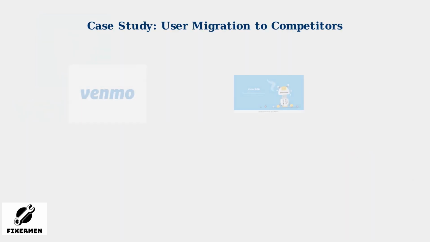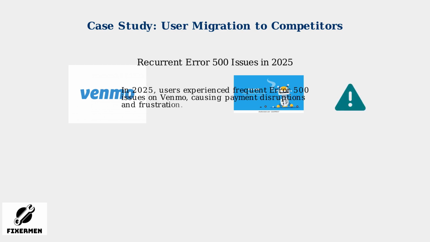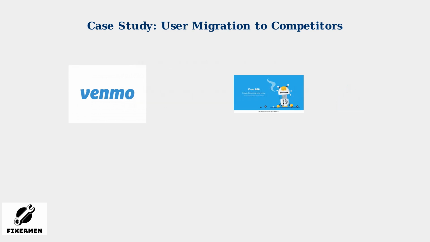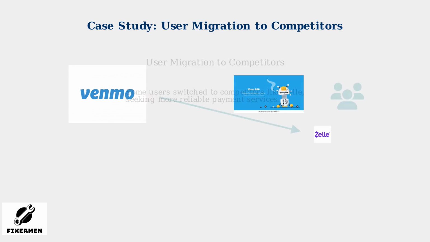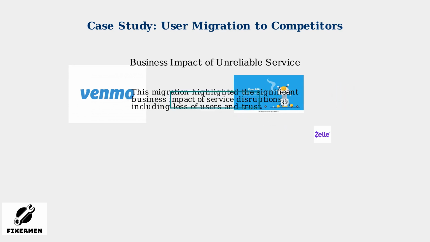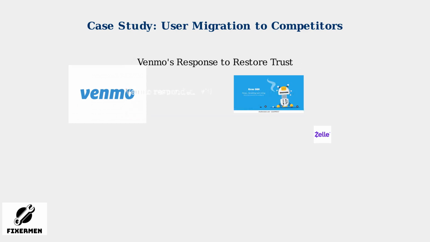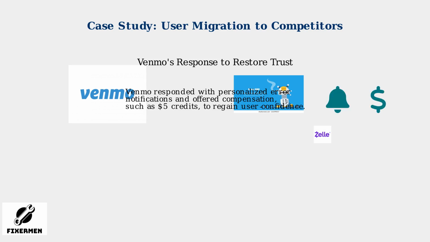In 2025, Venmo users faced recurrent Error 500 issues that disrupted payments and created significant frustration. As a result, some users migrated to competitors like Zelle, which offered more consistent service during this period. This case study underscores the business impact of unreliable service, as companies can lose customers and erode trust when errors persist. To address the situation, Venmo implemented personalized error notifications and provided compensation, including $5 credits, to help restore user trust and encourage continued use.